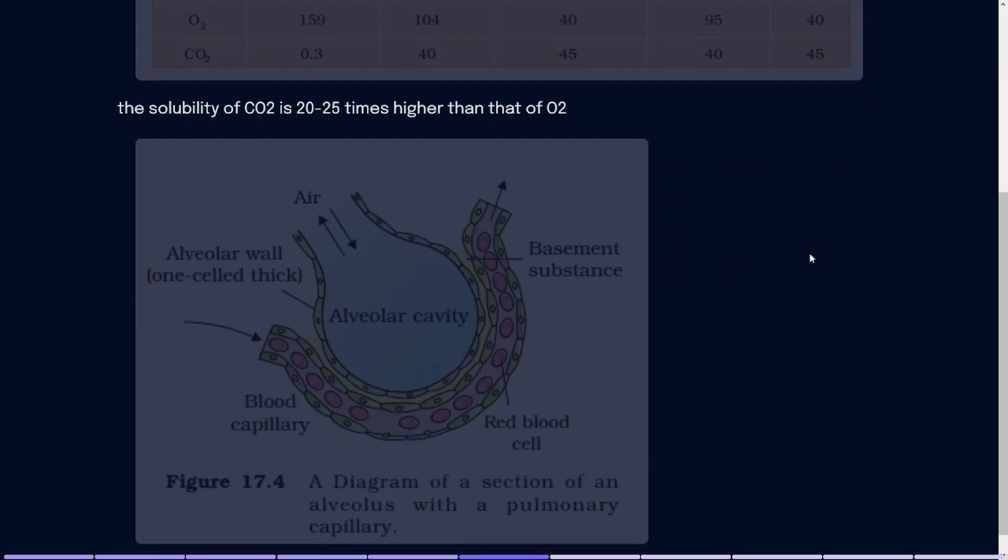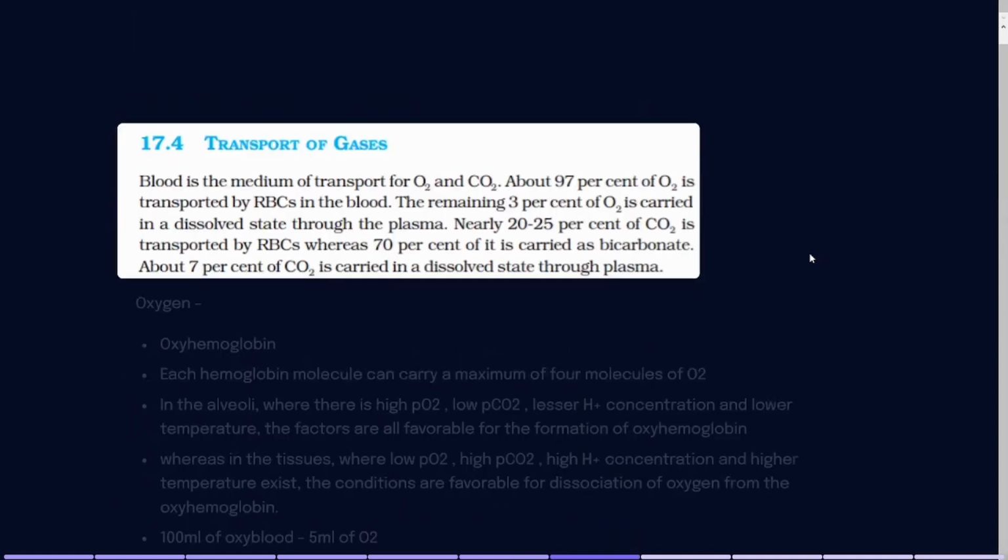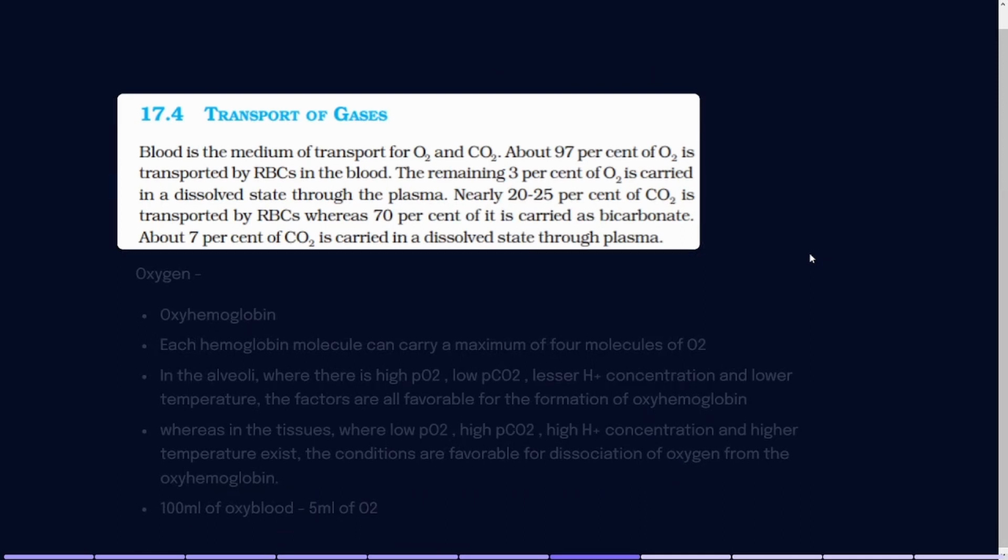One more important fact that is given in NCERT and that you need to remember is that the solubility of CO2 is 20 to 25 times higher than that of O2. Transport of gases: in this part there are a few very important things that you need to remember. All the facts, a few very important facts, are crammed into this one paragraph.